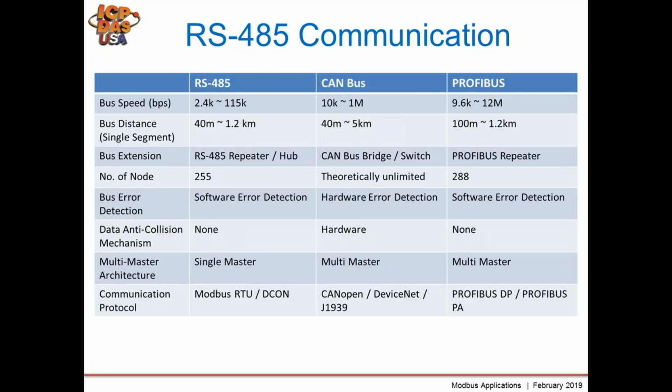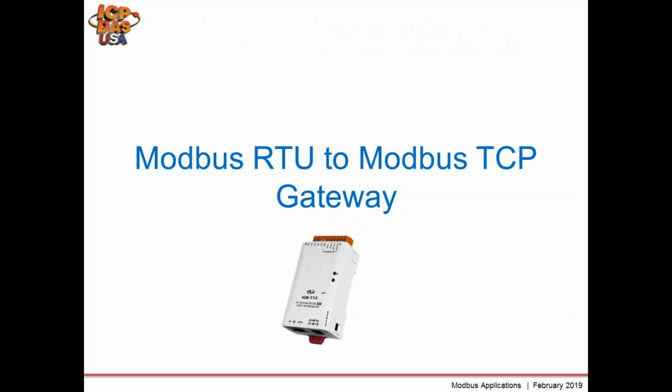Here's a comparison between RS-485, which is standardly used for Modbus, versus some other bus types. It's much slower than CAN bus and much slower than Profibus. But when you compare the number of nodes and the implementation, there are quite a few downfalls for using Modbus and RS-485. But because it's the most commonly used protocol out there, we have a few solutions which can be used to help alleviate some of these problems.